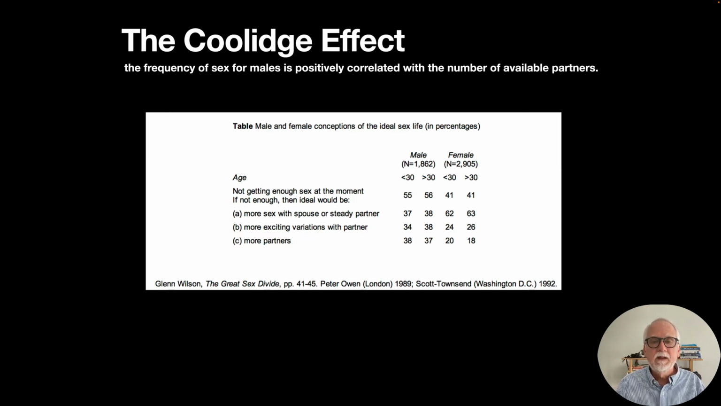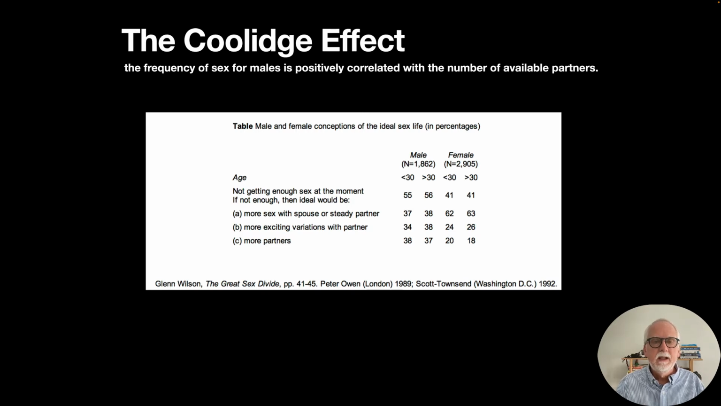And you can see that around 62 to 63% of the females said that they would like to have more sex with their spouse or steady partner, whereas only 37 to 38% of the males said they would. Now, the next item was, well, if you're not having enough sex, the ideal might be to have more exciting variations with your partner. And you can see the males are a little bit higher on this. The females are less. This is less of an ideal for them.